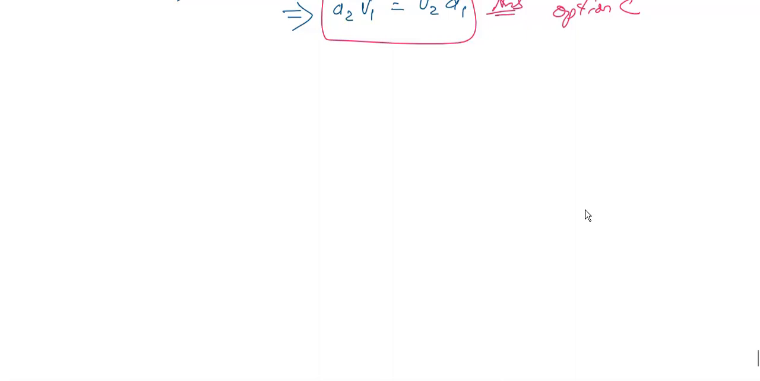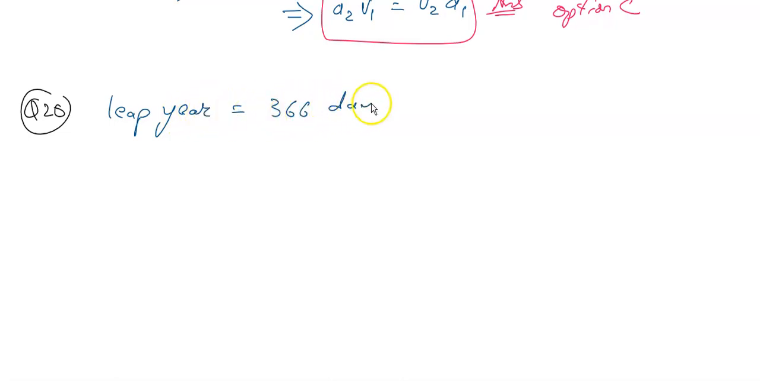Then last question, question number 20. Question number 20 says the probability that a leap year selected will have 53 Sundays. Okay, so leap year means how many days? Leap year means 366 days. Correct. Now in this 366 days we'll have 52 weeks complete plus 2 days. That will give us 366 equals 52 into 7 plus 2.